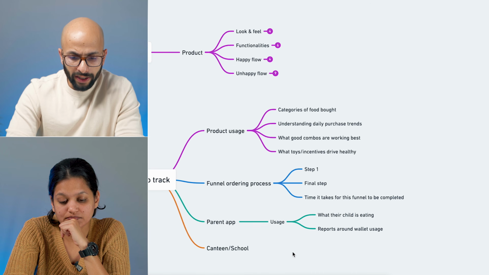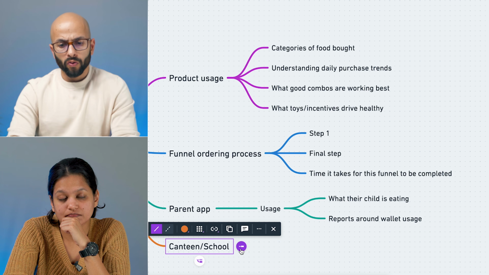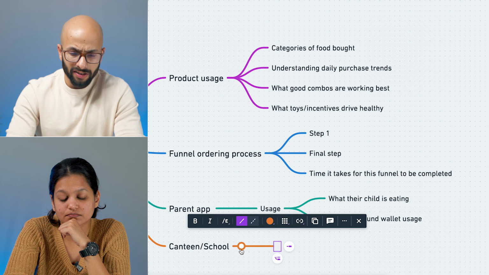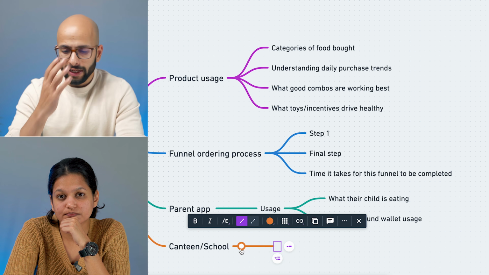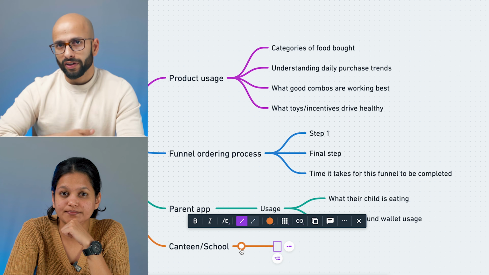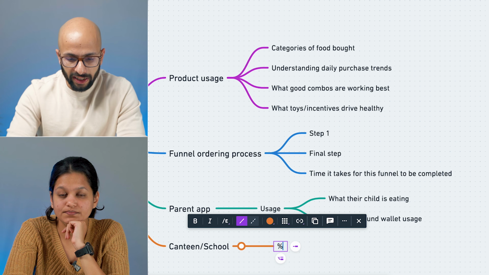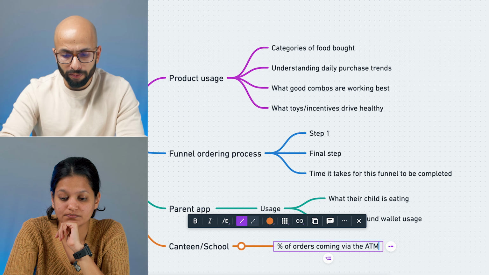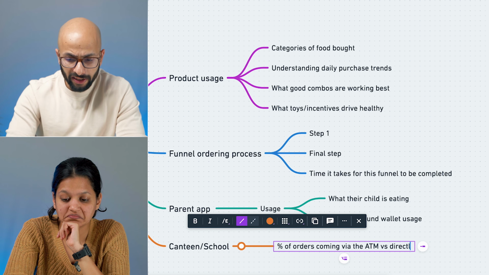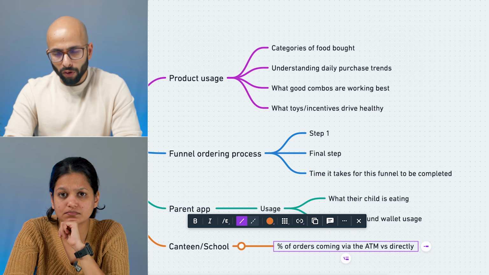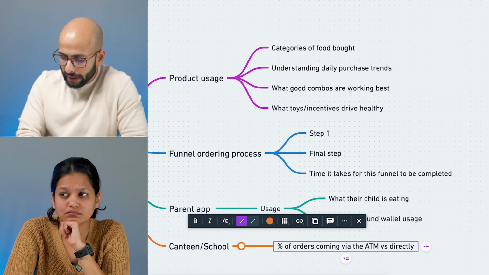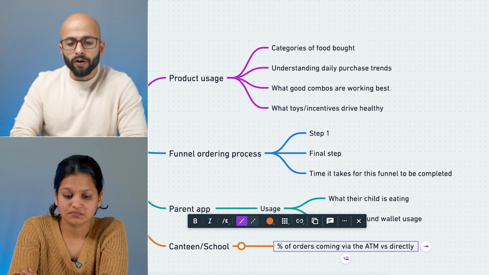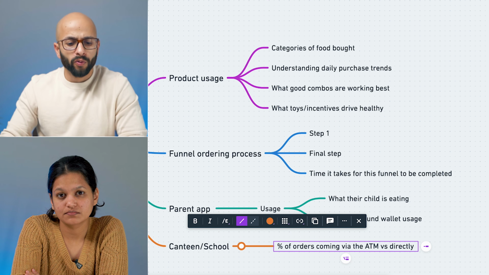I think for the school and canteens, it's all about revenue. So, giving them insights. One is I want to understand, through research, whether it's manual or not, the percentage of orders coming via the ATM versus directly. This percentage is important because over time, we definitely want to keep increasing this wallet share of ours, and ensure that all orders come via our product only.